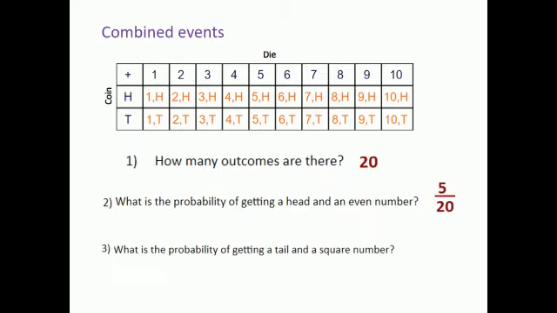Next one, what is the probability of getting a tail and a square number? So tail. Only concentrate on the last section, tail. And a square number. Square number means 1 multiply 1, 2 multiply 2, 3 multiply 3. In this section, square numbers you will get 1, 4 and 9. 1T, 4T and 9T. So you got 3 numbers. So 3 by 20.